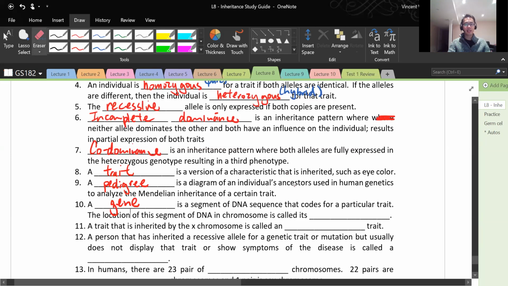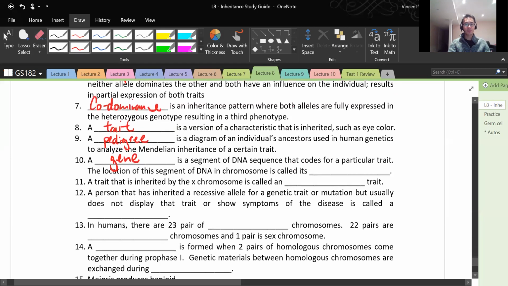A gene is a segment of DNA sequence. And the location of this segment is called locus. Right? So the big A, big B, small b, all those things, where do you find them? That's called the locus.